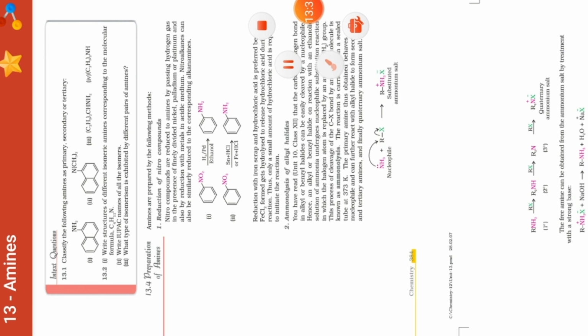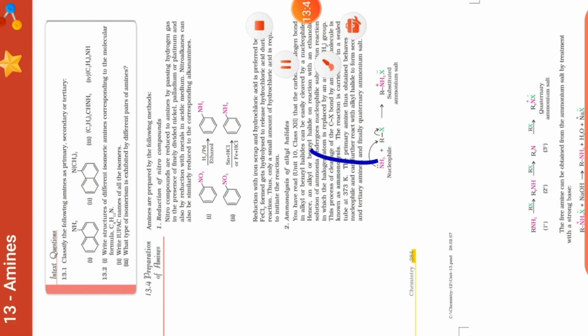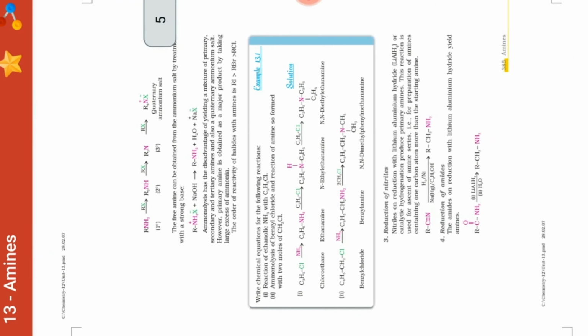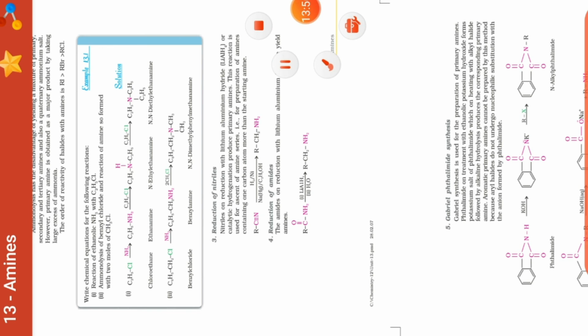Now students, after this question we can do the next one. This is the in-text unsolved question. Now we have this particular question, which is the in-text solved question. You must see it very carefully, all of you. In this question, what did they tell you? They told you to write the chemical equation for the following reactions.